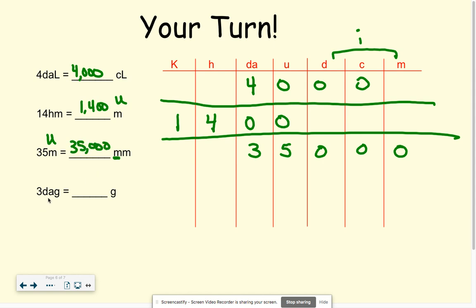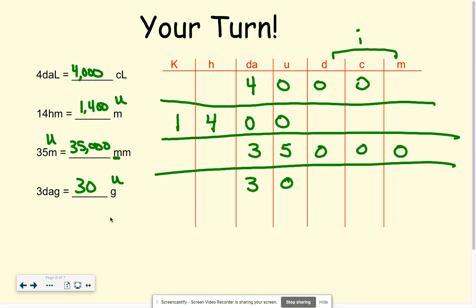Our last one, we have DA, which is right here. So we are going to put a 3 there. And we're getting to grams. That has 1 letter, so we're going to the U. And our answer is 30.